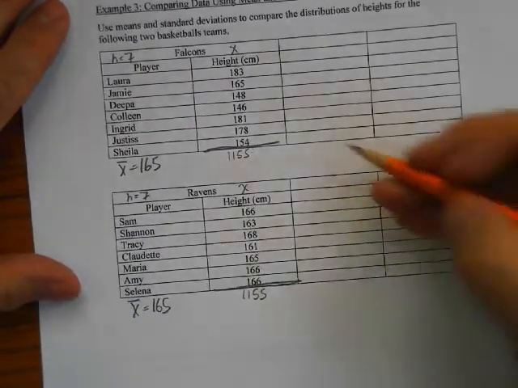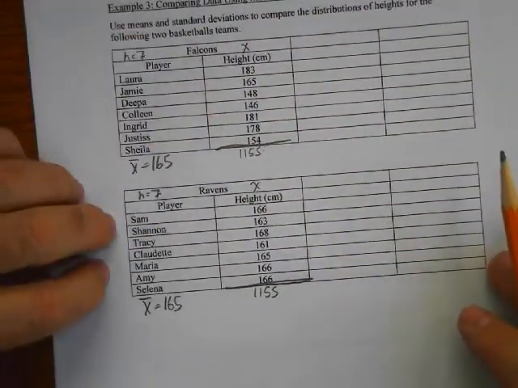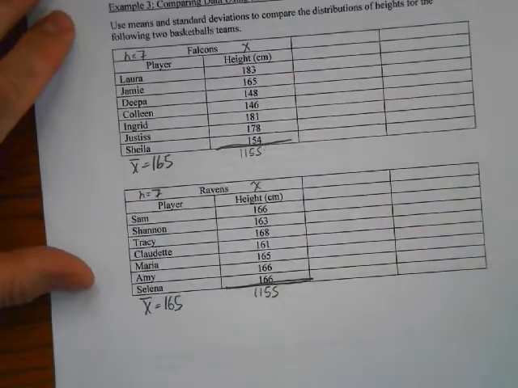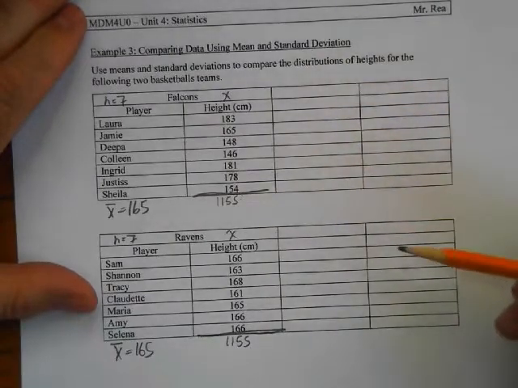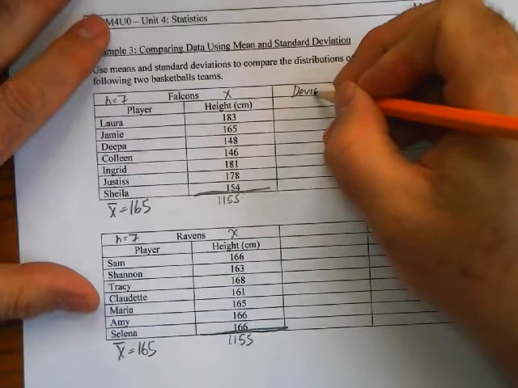But you can tell, this is actually from the last lesson, calculating the mean. Now we're calculating the standard deviation. So let's see how you do that. So I've got these two columns for a reason. So I'm going to put something called deviation here.